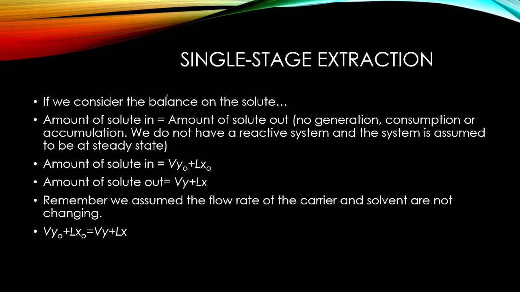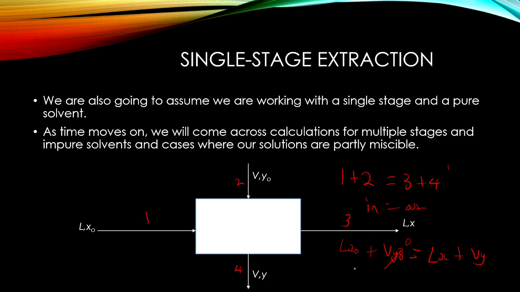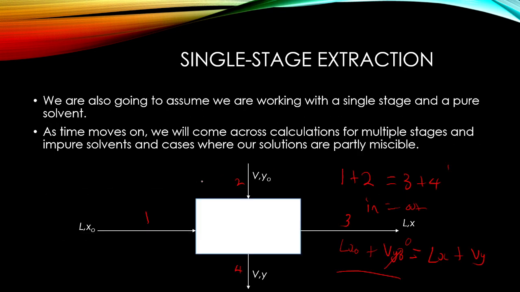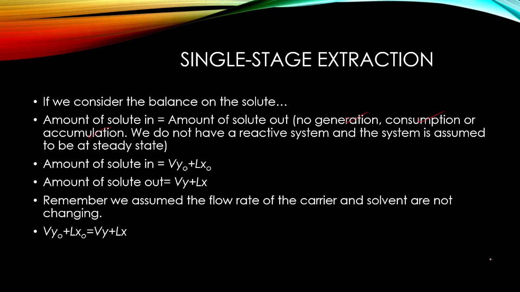So if we consider a balance on the solute, the amount of solutes coming in should equal the amount of solutes that's coming out. So no generation, no consumption, no accumulation. We are not having a reactive system, and we are assuming it to be a steady state. So those are some other assumptions you can also make. The amount of solutes coming in, we said, was Vy naught plus Lx naught, which we have here. And the amount of solutes coming out is Vy plus Lx, which we have here.